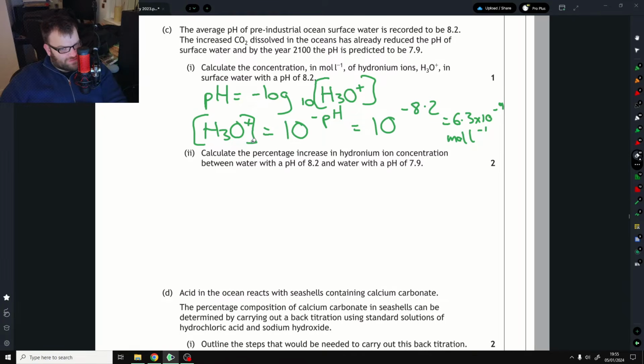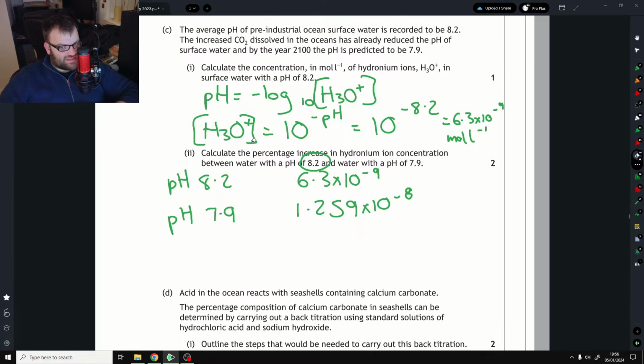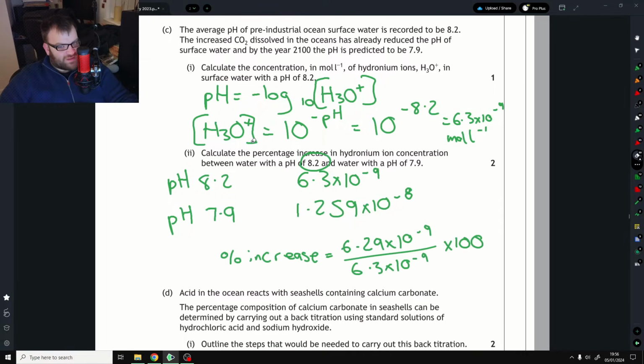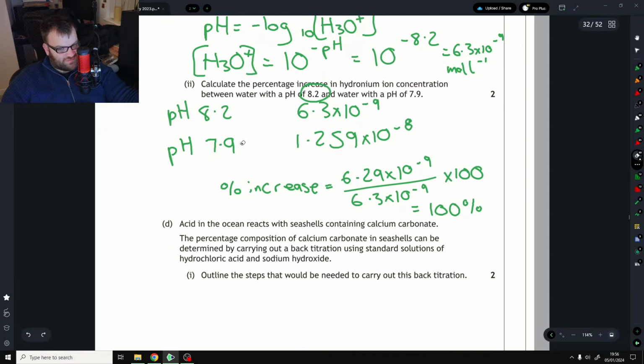Next one, we're asked for a percentage increase between two pHs. Well, we already know the concentration of the first one. If we apply this same calculation to the 7.9, we get 1.259 times 10 to the minus 8. If you want a percentage increase, take the two of them away from each other. That gives you 6.29 times 10 to the minus 9. Divide by the original, which is the 8.2's value of 6.3 times 10 to the minus 9. And that gives you, rounded a little bit, to 100%, 99 point something percent. That is your answer for that one.